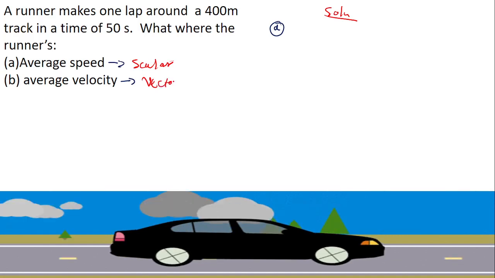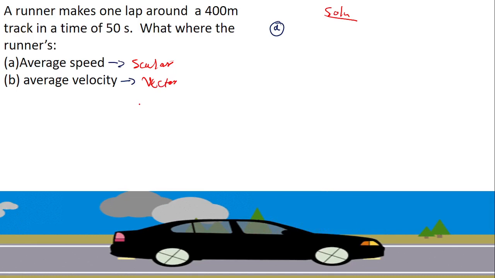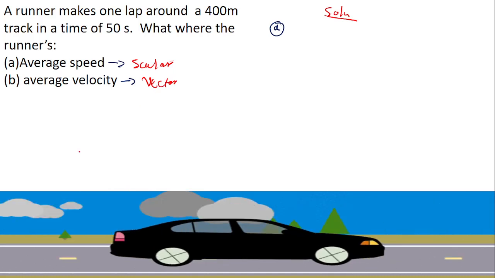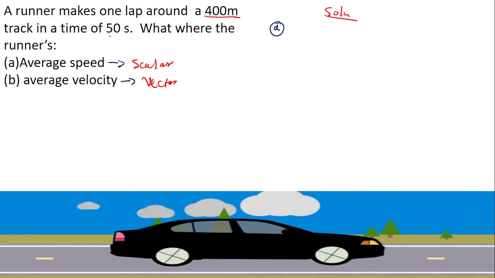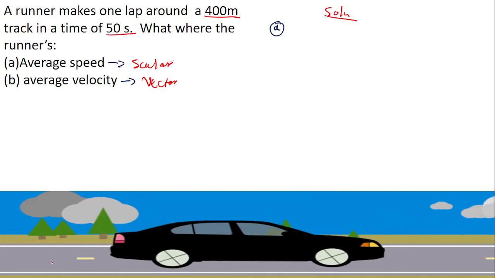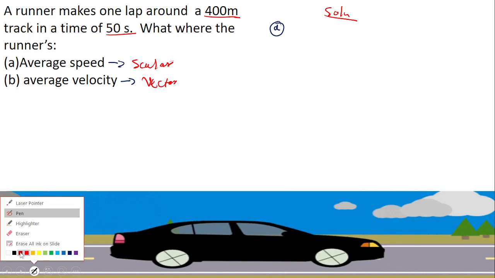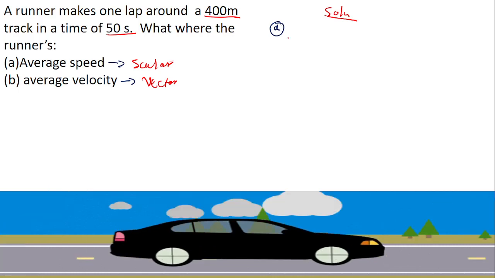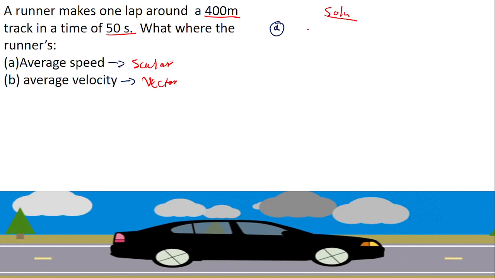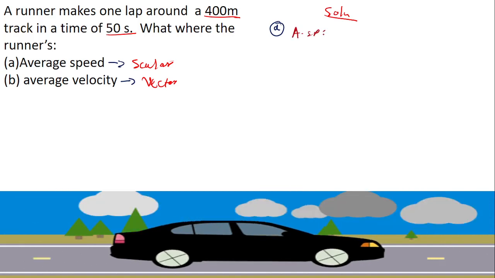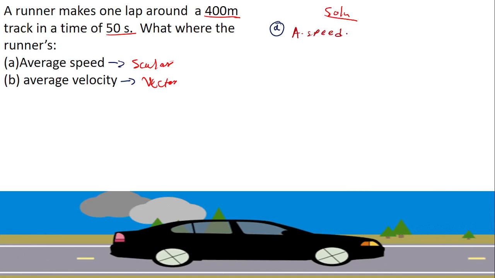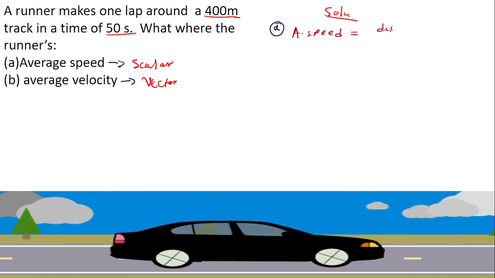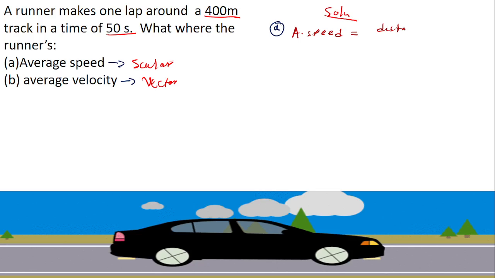In this case, we are just applying the theory behind a vector and a scalar quantity. From here we have been given the distance and the time. We are asked to find the average speed, so we need to understand that average speed is simply equal to distance traveled over what?